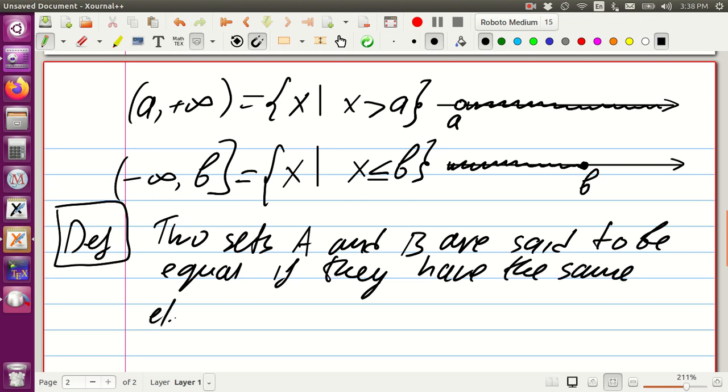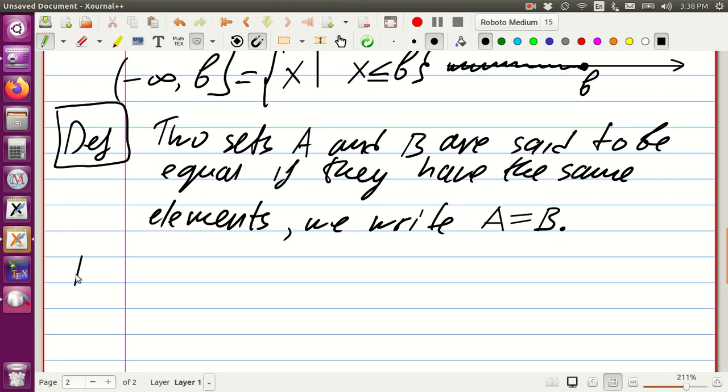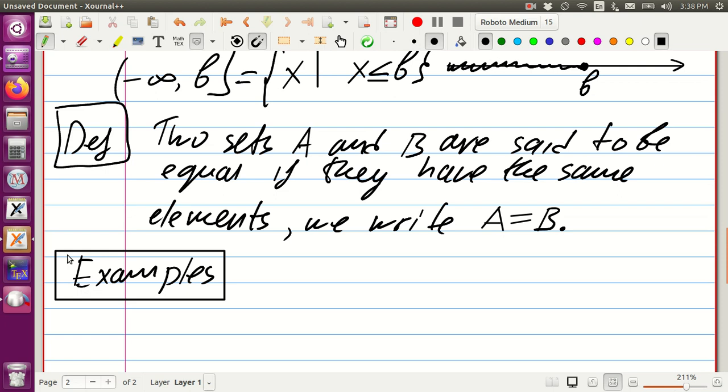The same elements. And we write in this situation that set A is equal to the set B. So let's look at a few examples for this situation.